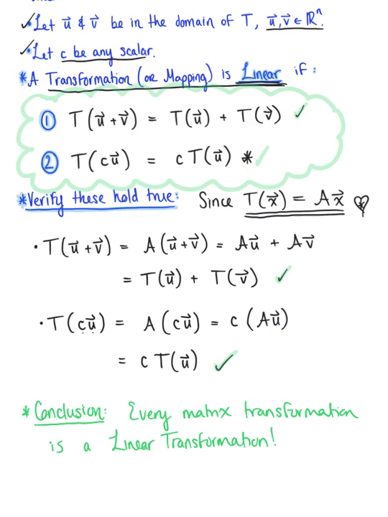So every matrix transformation is a linear transformation. This is the most important class of transformations in linear algebra, the linear transformation. And from this point forward, we'll be using our linear transformations quite frequently. Now, using this definition again, and these two verifications, we can attain the following properties about linear transformations. So let's take a look.